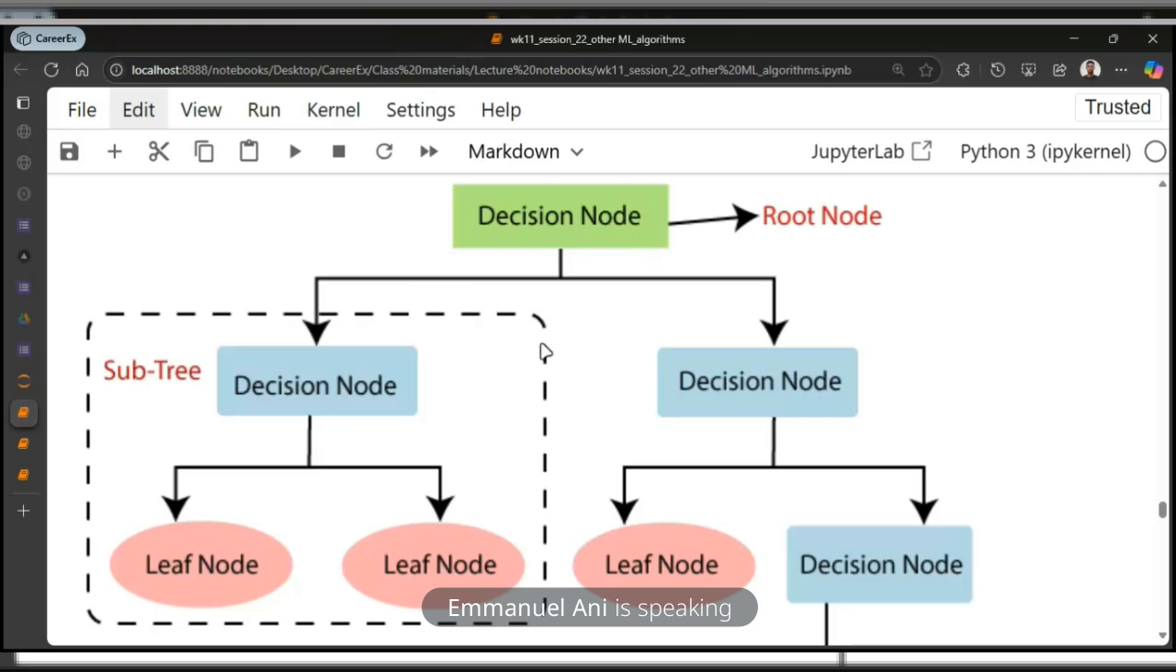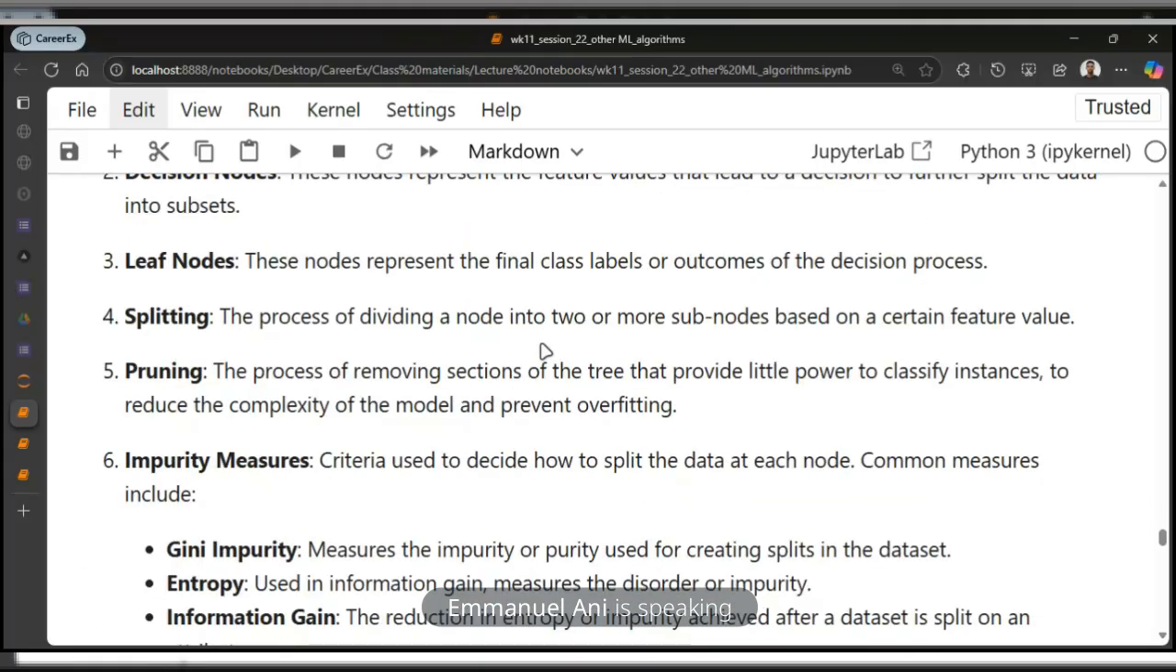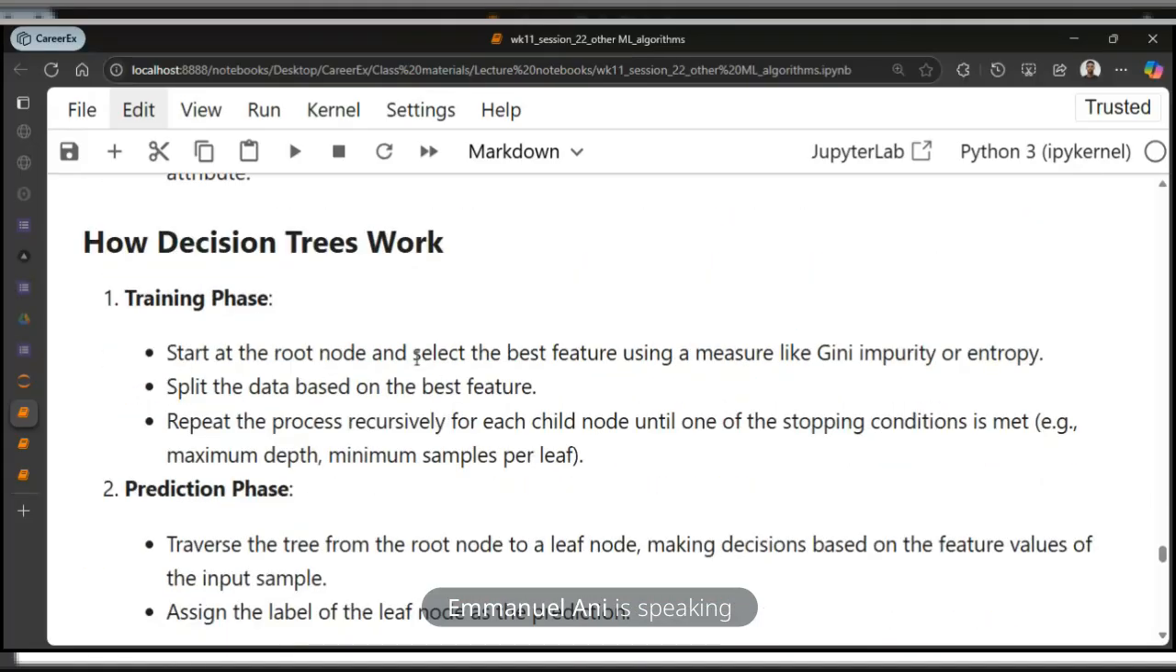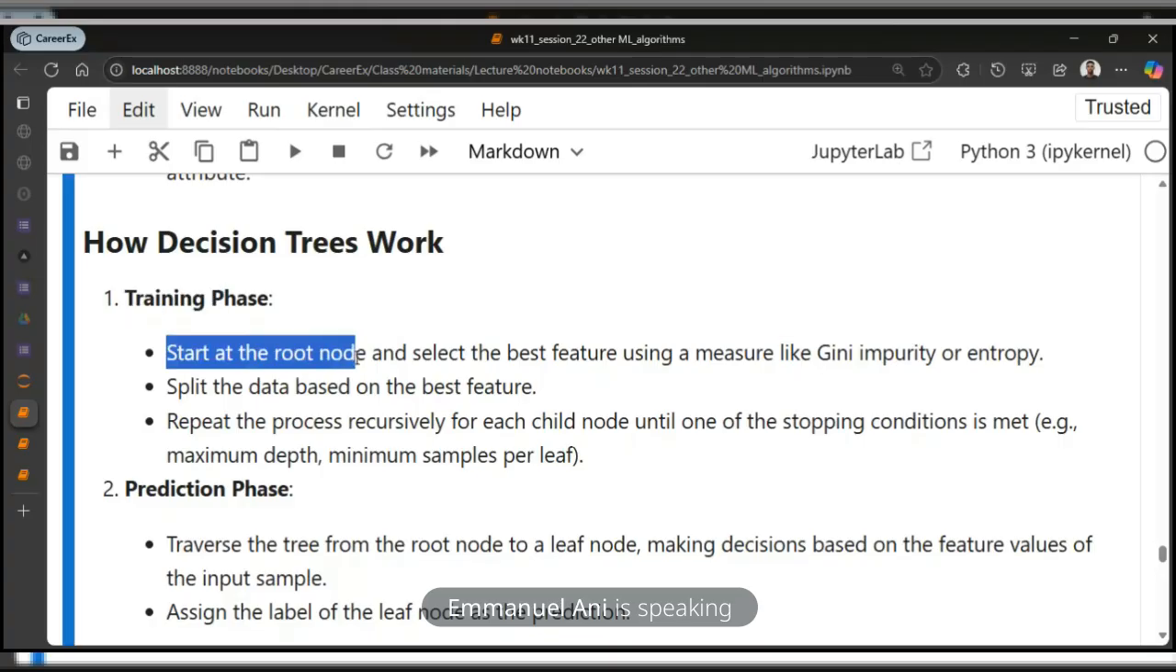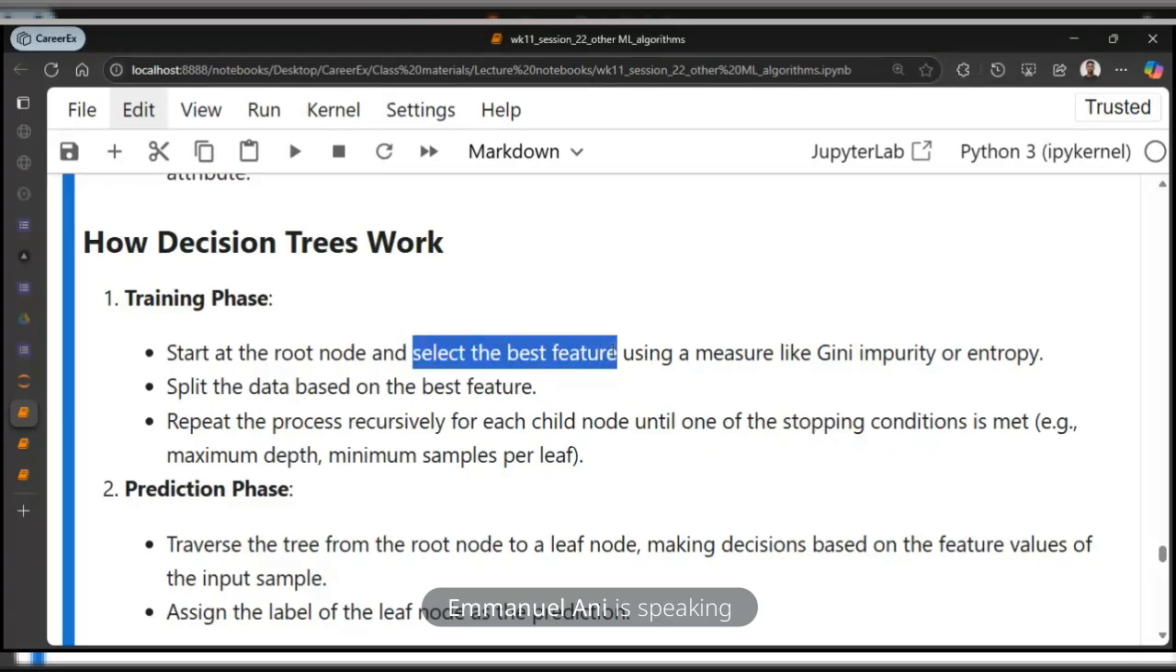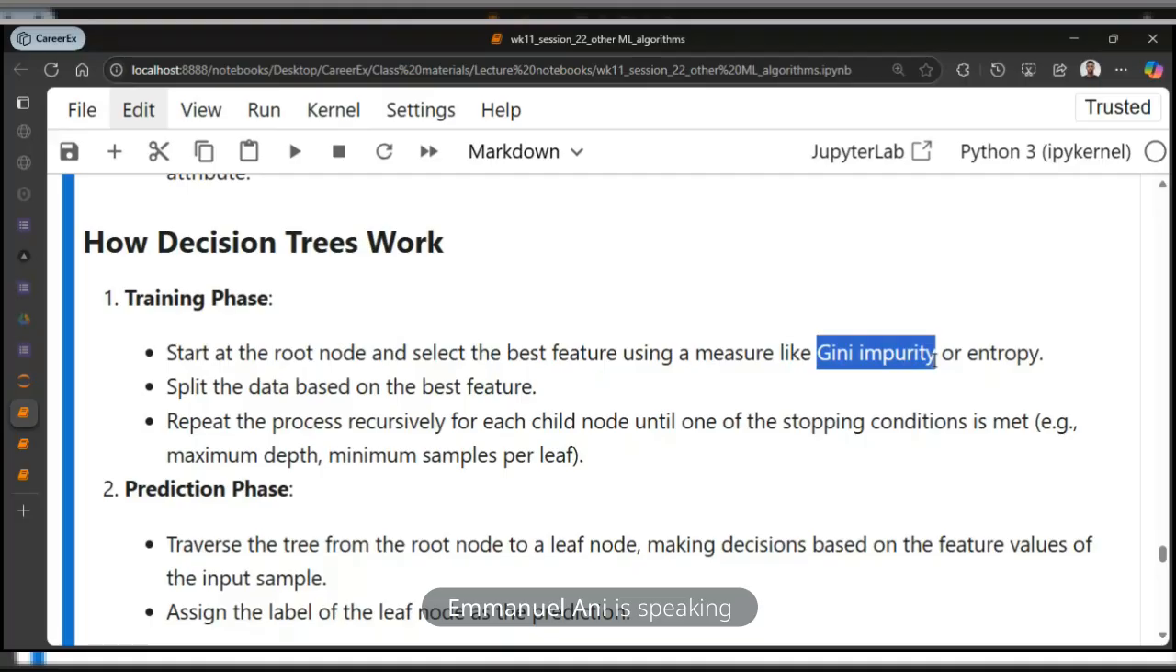I think there are steps here, so let me move with the steps. How does a decision tree work? The training phase happens at the start, at the root node. The best feature is selected. Remember, before you make any split, you have to select your best feature, and the way you select it is by calculating entropy. We can use entropy, or we can use what we call Gini impurity, which measures the impurity of your feature. You want to select the feature that is the purest, the one with the least impurity or entropy.